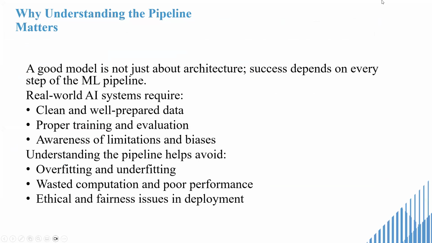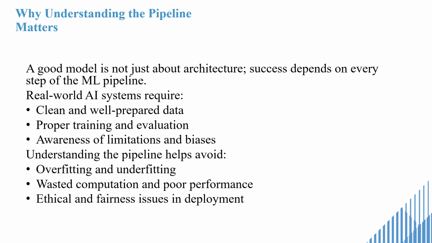So now we are seeing why understanding the pipeline matters. So let's see the pipelines a little bit. A good model is not just about architecture. Success depends on every step of the machine learning pipeline. So if you are writing some part of code, it could be that you have done the architecture part, but there are some key points or some things that you should always try to keep in mind.